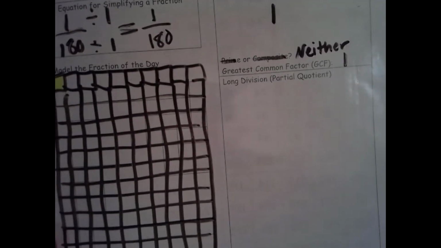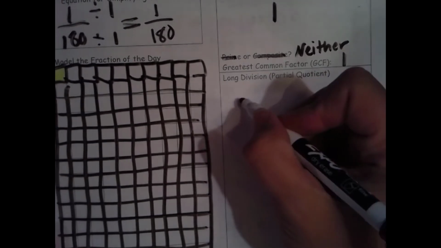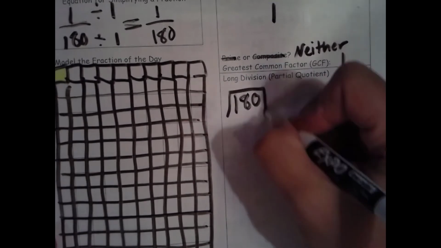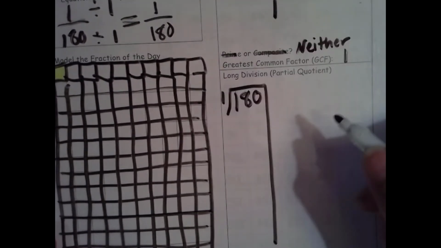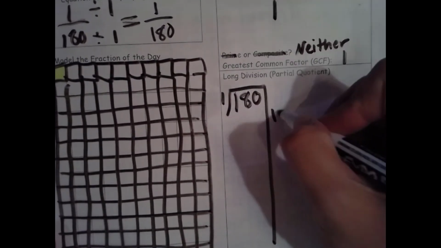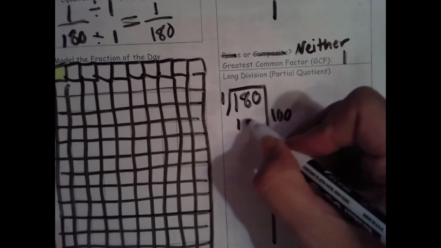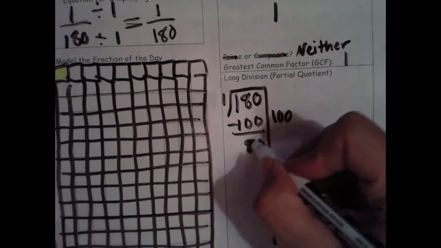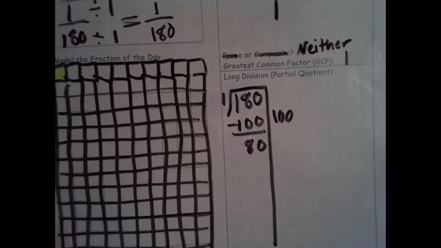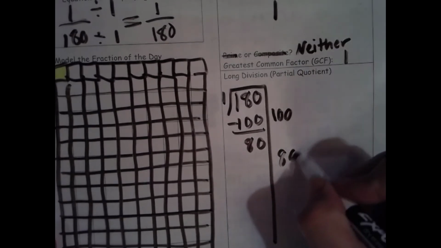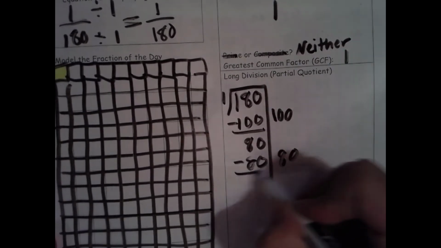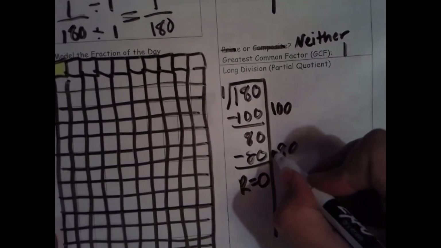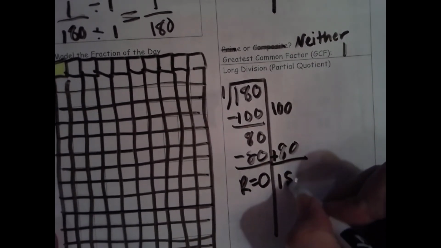We can look at our long division partial quotients to help us with this. So 180 divided by 1. Well, let's see. 100 times 1 is 100. More on top, no need to stop. So I subtract. Okay. 80 times 1 is 80. Number is the same, 0 is a game. So our remainder is 0. We add up these partial quotients. I get 180.